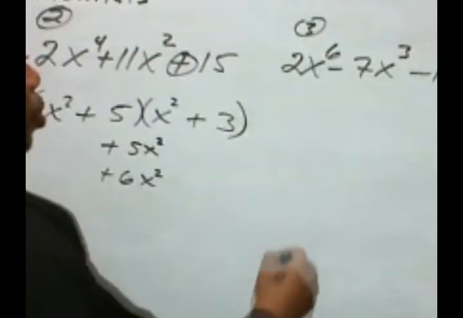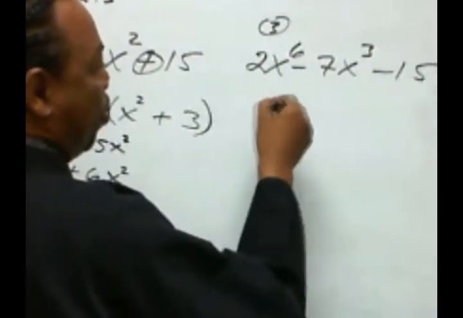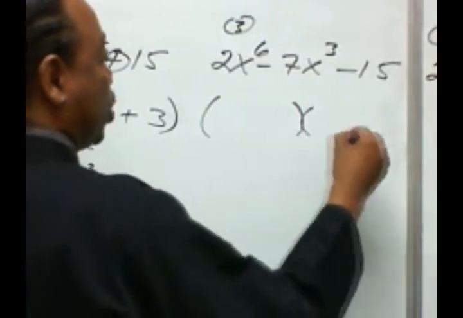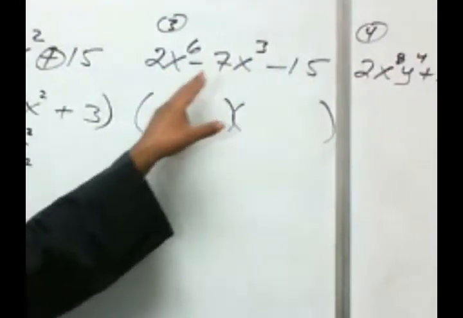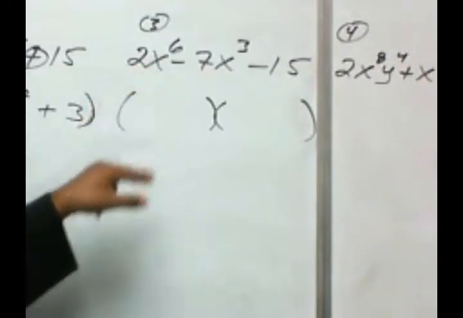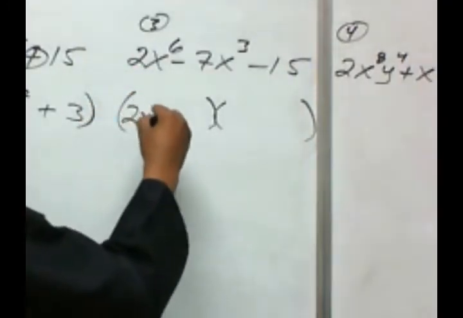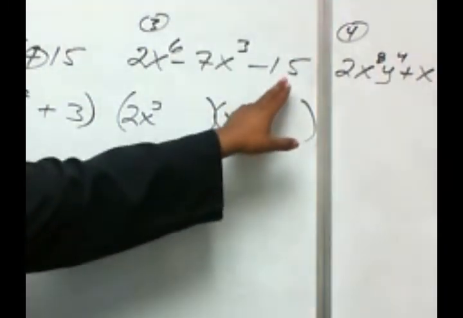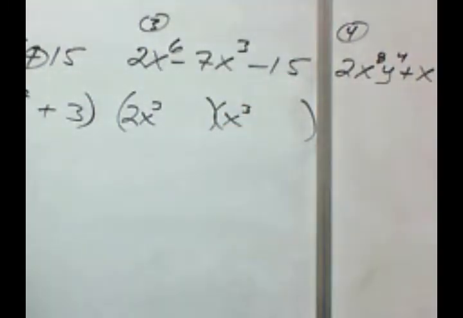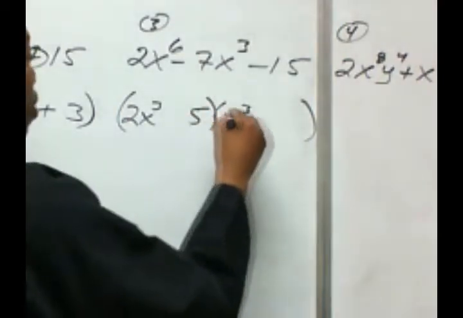Number 3. This is a trinomial. Let's factor this into two binomials. And again, we start by factoring the first and the last. The first, factoring the 2x to the 6th power, we'll say that used to be 2x to the 3rd times x to the 3rd. The 15, let's say that used to be 5 times 3.